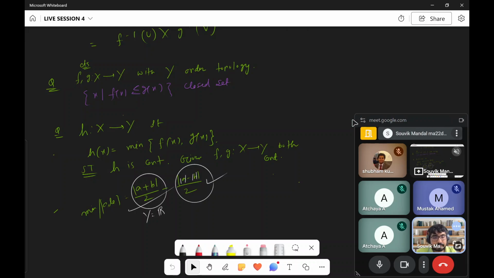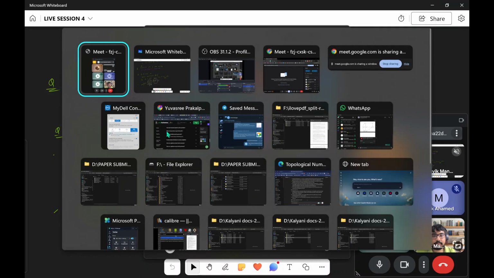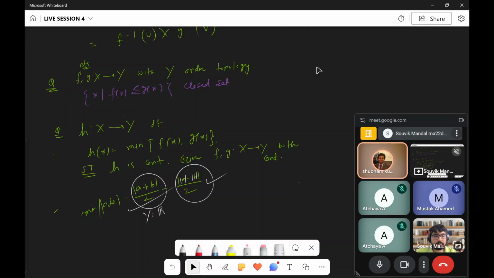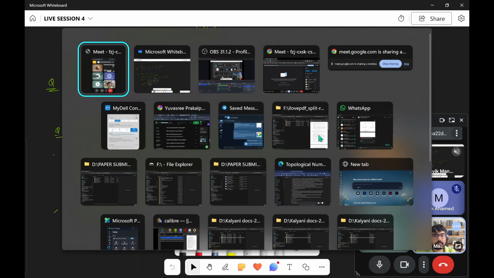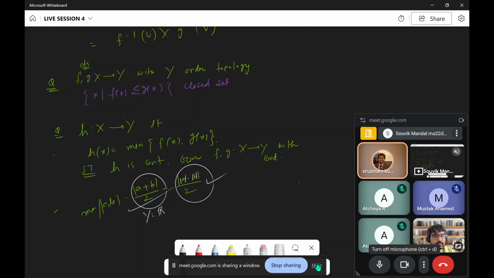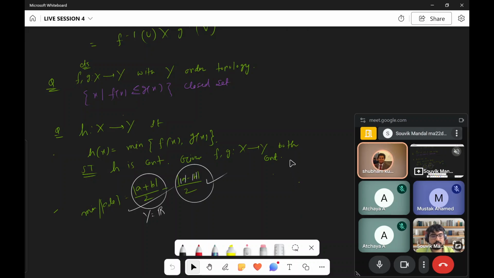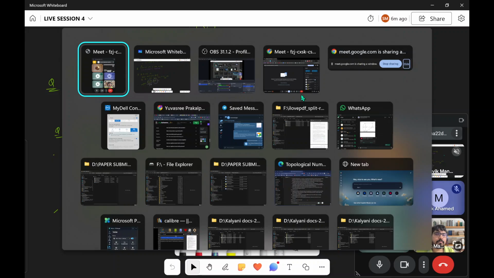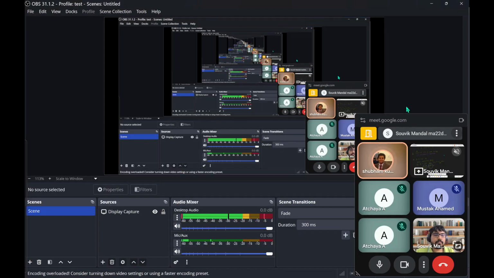Okay, so are you able to figure out what our A and B will be? We can consider a number f(x) minus g(x), and consider a set. For example, if f is a function from X to Y, we can consider a set of all x so that f(x) is less than g(x).